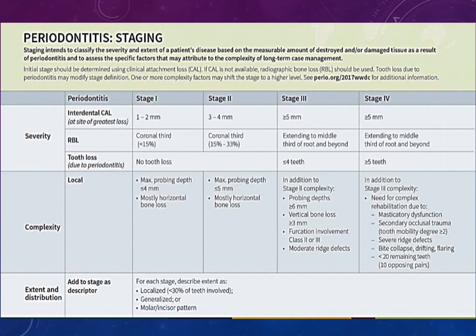So, the main feature of this 2017 classification is that there's been staging and grading in periodontitis. Staging intends to classify the severity and extent of a patient's disease based on the measurable amount of destroyed or damaged tissue as a result of periodontitis. So it has been determined after considering various variables such as clinical attachment loss, amount of bone loss, probing pocket depth, presence and extent of angular bony defects, tooth mobility and tooth loss due to periodontitis. So these are the various stages of periodontitis, stage 1, 2, 3 and 4.